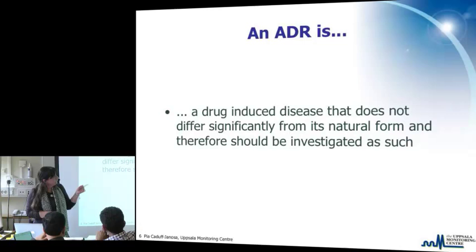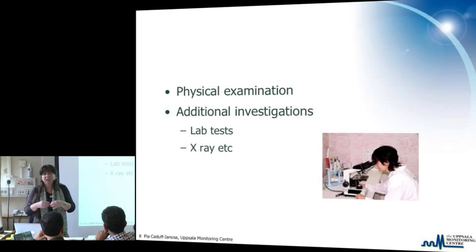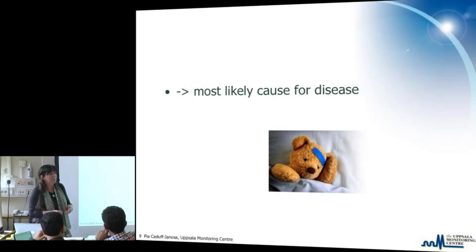I told you this. ADR is a drug-induced disease, does not differ significantly from the natural form, and should be investigated exactly the same way. So, what do we do, back to before the coffee break, if you still remember? When somebody comes with a health complaint to us as healthcare professionals, we will inquire about the patient's demographic data, how old are you, for example. We will inquire about the family history and the personal medical history of the patient. We will ask about what is the problem right now, the health complaint. We will also inquire if the patient has already done something about it and what results were achieved. We will do a physical examination, maybe some lab tests, maybe some x-rays, whatever. And then we might come to a conclusion. This is what we have discussed an hour ago. Right?